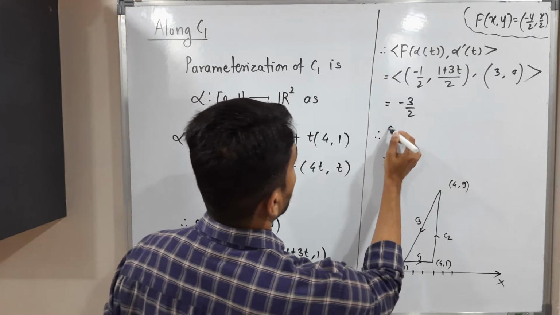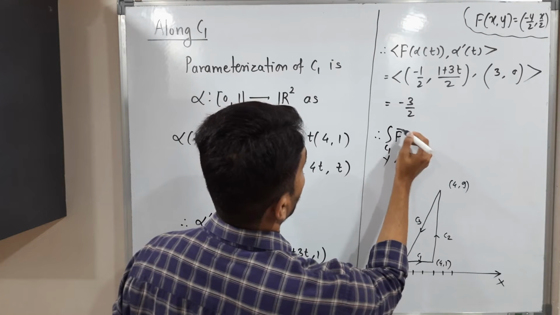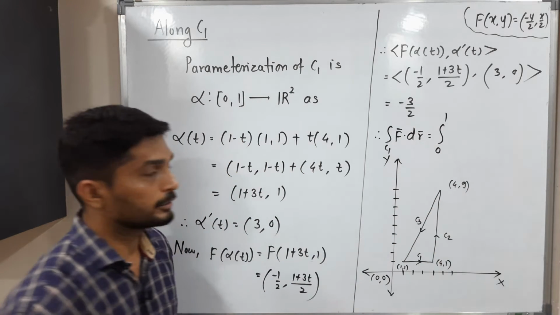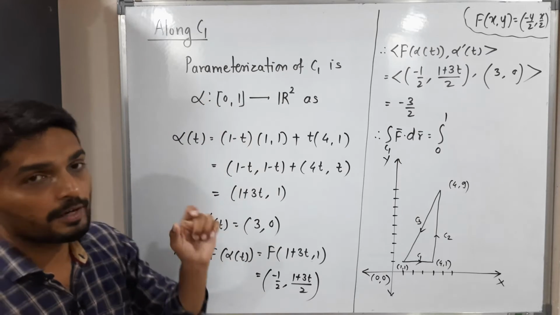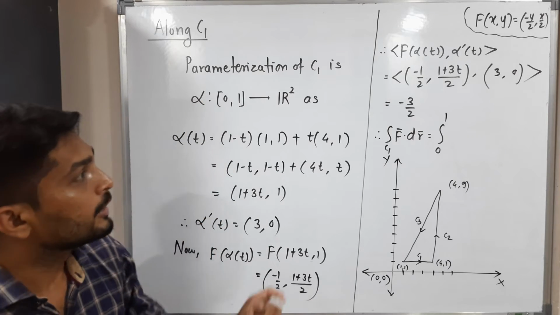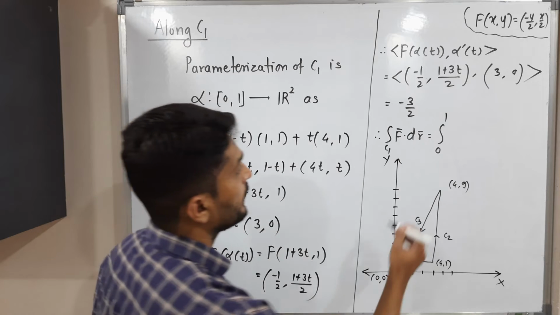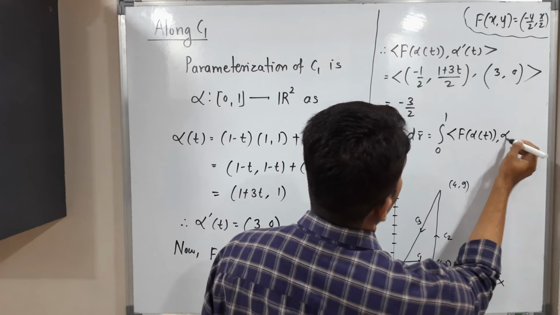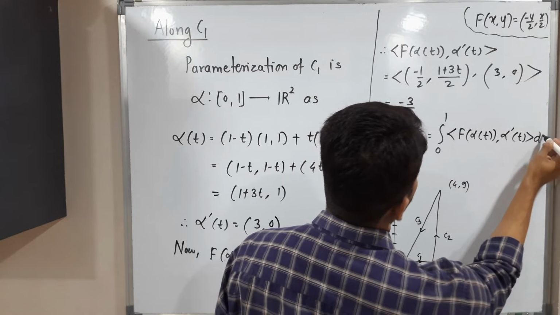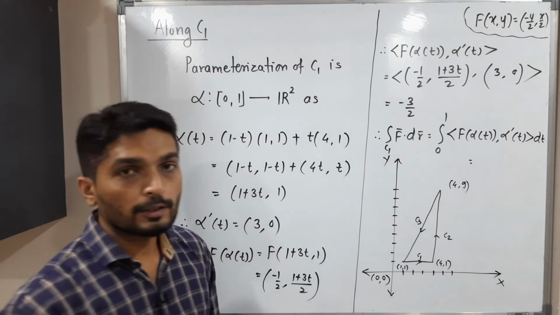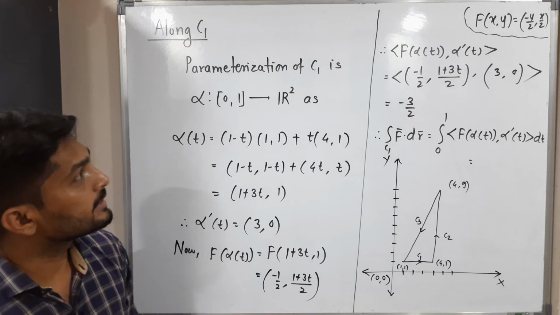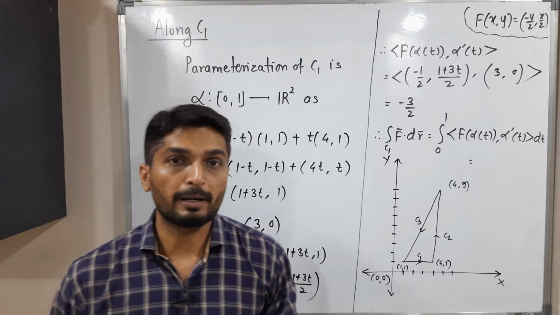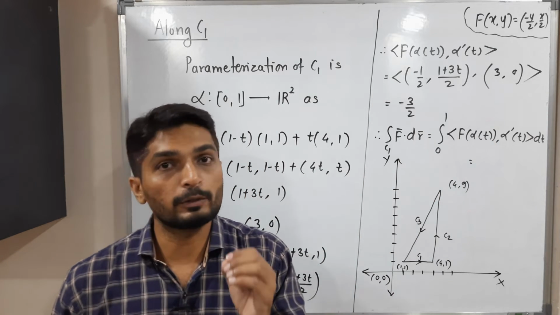Therefore the integral over C1 of F bar dot dr bar is equal to the integral from 0 to 1, since alpha is defined on the closed interval [0, 1], so the limits will be 0 to 1, right? Of the inner product of f of alpha of t with alpha dash of t, dt. The value of the inner product we have already calculated, and it is minus 3 by 2. But the fact is that minus 3 by 2 is a constant.